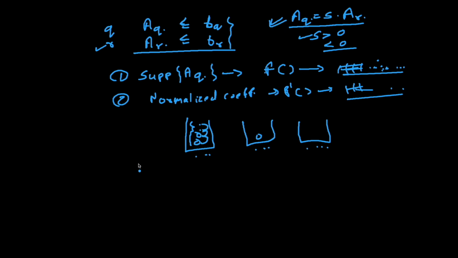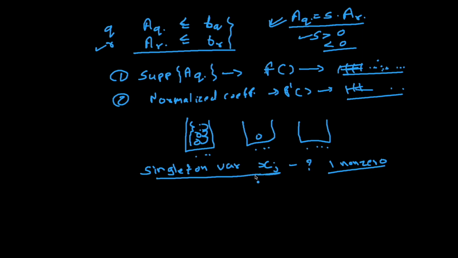There is another concept called a singleton variable, xj. What is this? It is a variable that has a non-zero coefficient in only one constraint. Everywhere else this variable has coefficient 0. This is called a singleton variable. And what we mean by nearly parallel rows is, consider this kind of constraint.